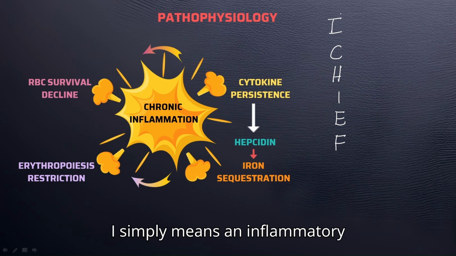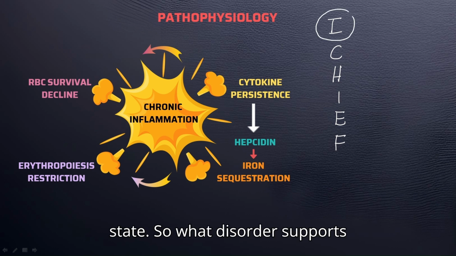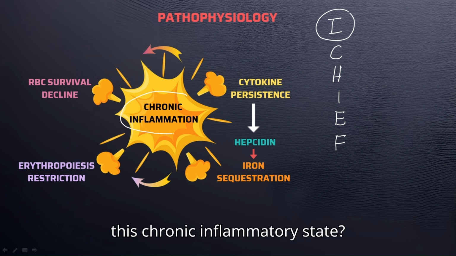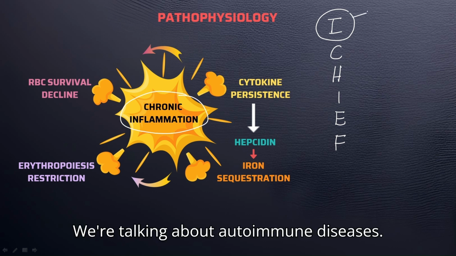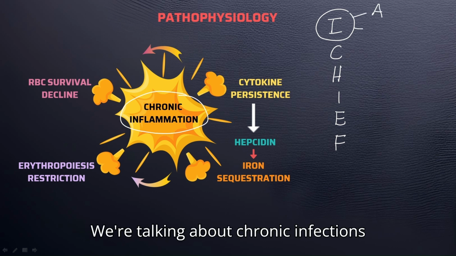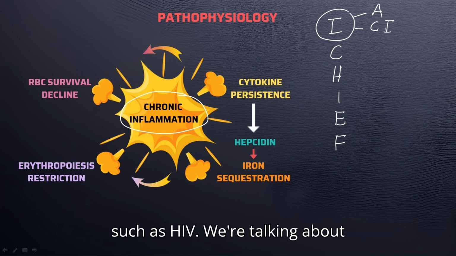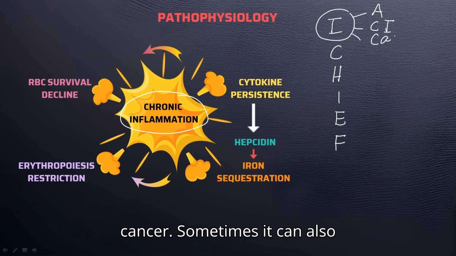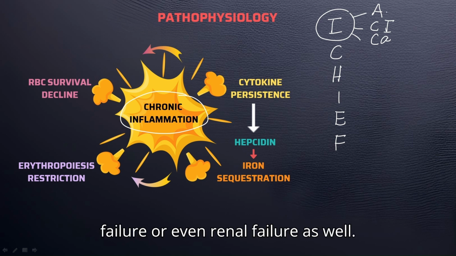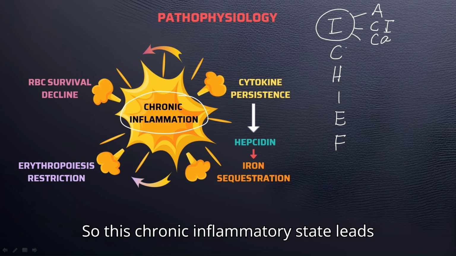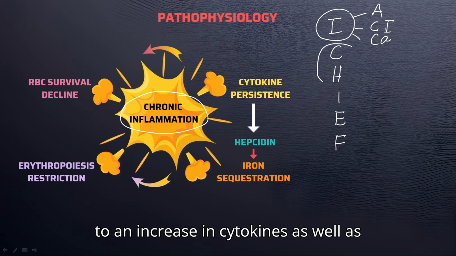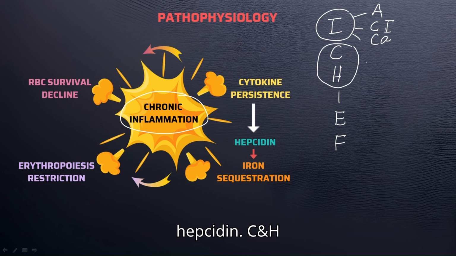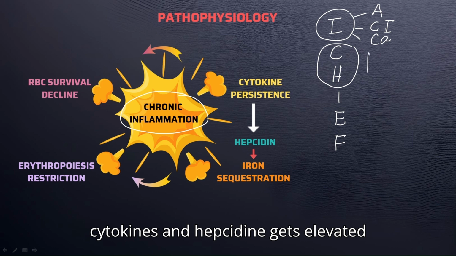Alright, so I simply means an inflammatory state. So what disorders support this chronic inflammatory state? We're talking about autoimmune diseases. We're talking about chronic infections such as HIV. We're talking about cancer. Sometimes it can also be as a result of congestive heart failure or even renal failure as well. So this chronic inflammatory state leads to an increase in cytokines as well as hepcidin. C and H, cytokines and hepcidin get elevated.